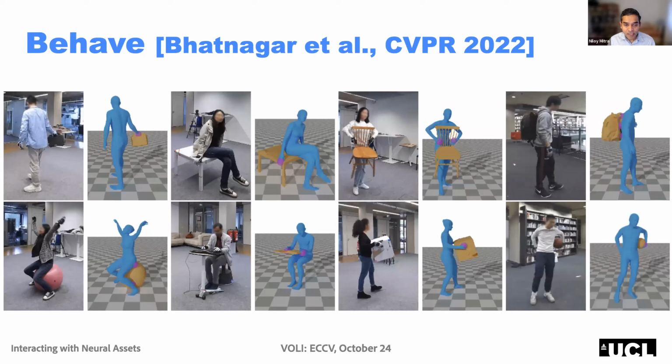So last year or earlier this year, this BEHAVE dataset was released, which is a super cool dataset of humans interacting with the scenes. And the focus was on identifying SMPL models of humans and understanding contact points with the others, right?